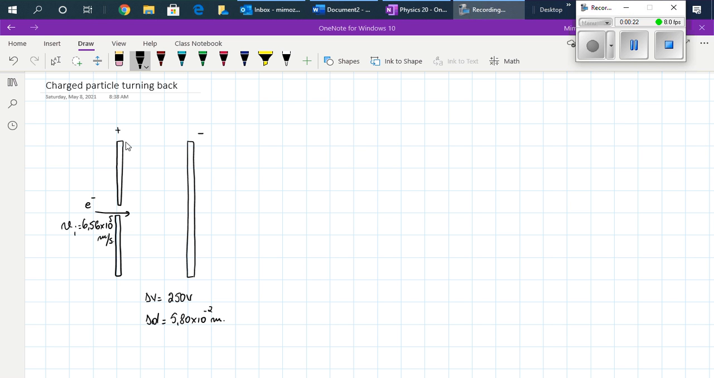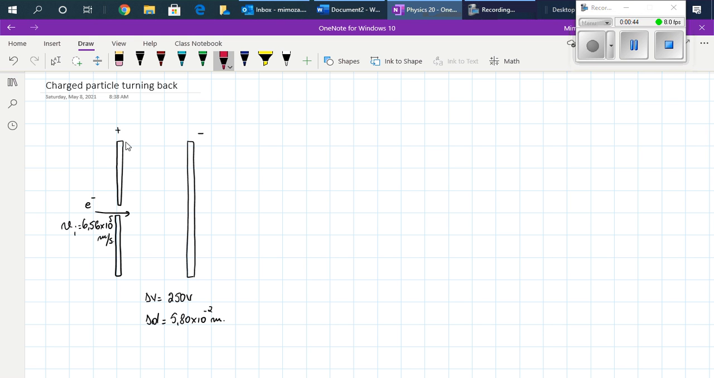In this case, we have an electron that is entering with an initial velocity of 6.56 times 10 to the power of 5 meters per second between two parallel plates with a potential difference of 250 volts, and the distance between the two is 5.80 times 10 to the power of negative 2 meters.